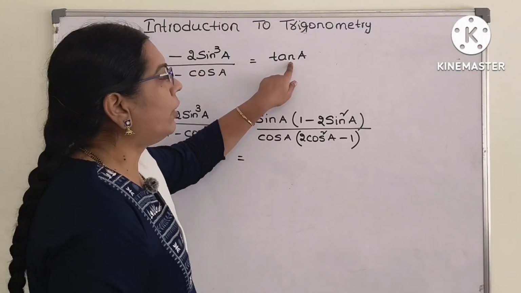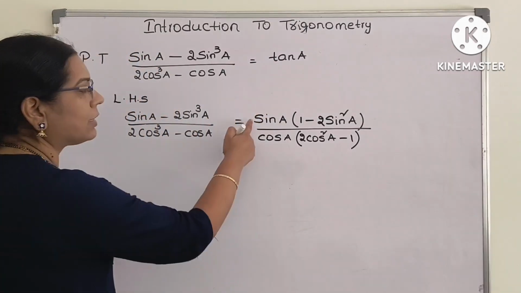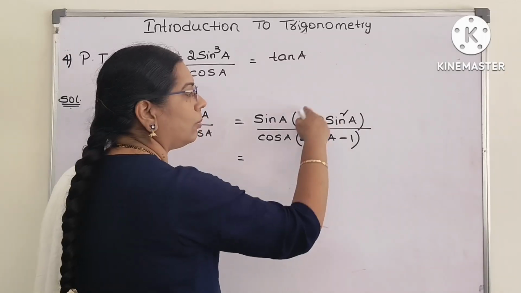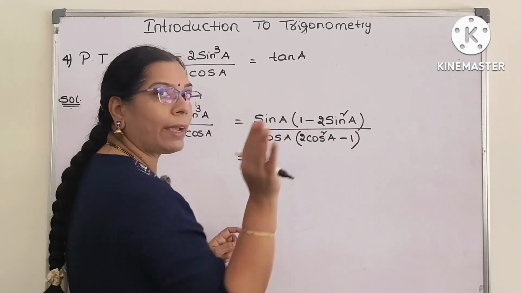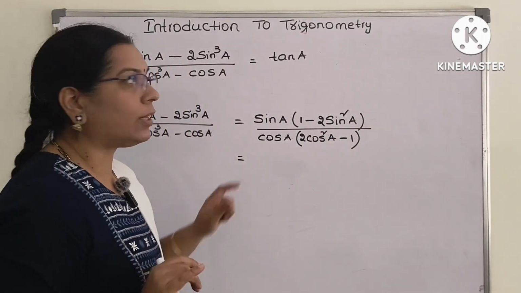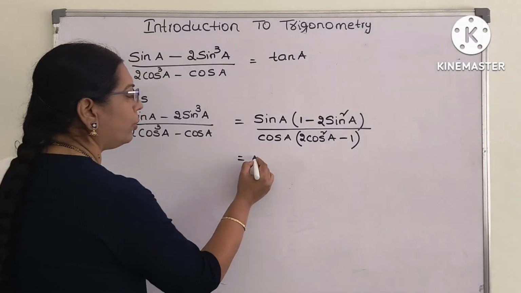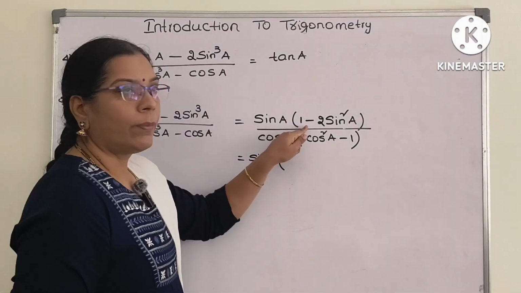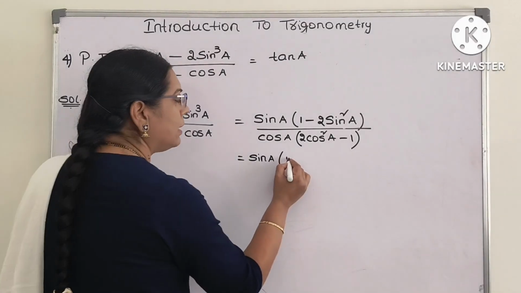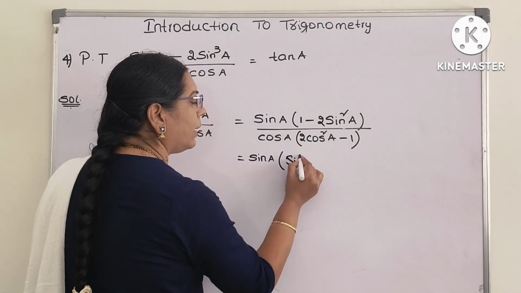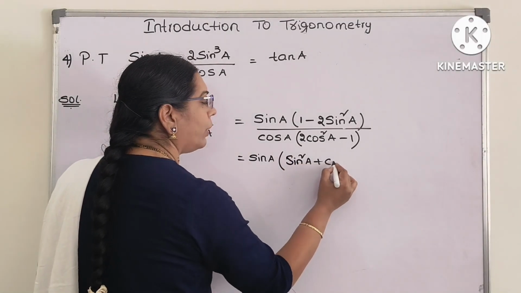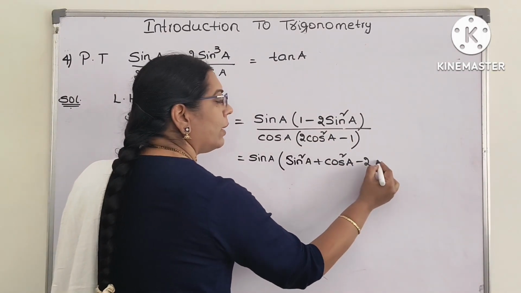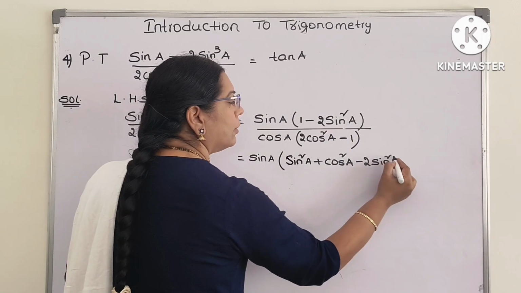What is it that we have to prove? We have to prove it to be tan A. Sin by cos is tan. So what is our purpose? Our purpose is to somehow see that the 1 in the brackets get cancelled, so I will be left with the answer tan A. So how to do that? So sin A into, 1 can be written as sin²A plus cos²A, and then minus 2 sin²A, I will write as it is.